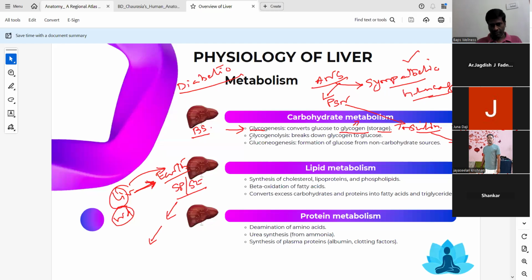The second one, glycogenolysis. Lysis means destruction, which is the reverse action, or neoglucogenesis. So the first one is parasympathetic activity, the second one is sympathetic activity.